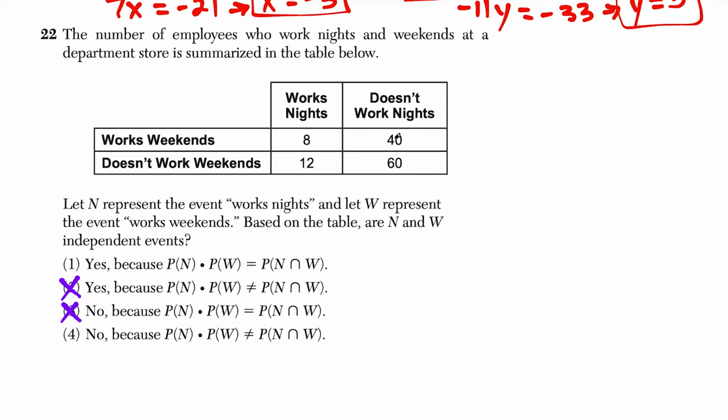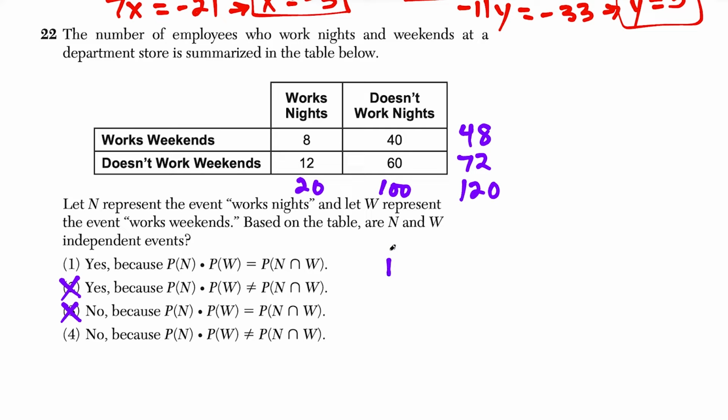And what I like to do for questions like this is find the totals. So we could do 8 plus 40 is 48. 12 plus 60 is 72. And then if I add these two, I get 120. And then if I go this way, 8 plus 12 is 20. 40 plus 60 is 100. And notice 20 plus 100 is also 120. Okay, so these values are definitely good.